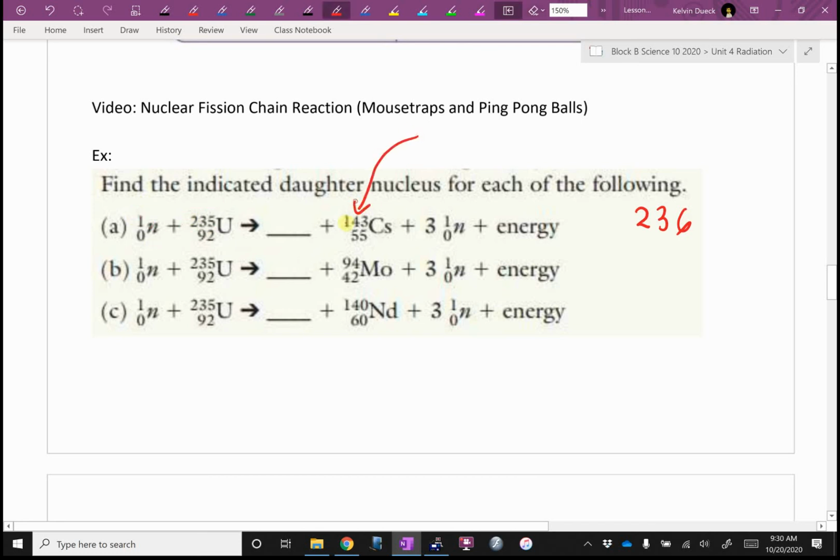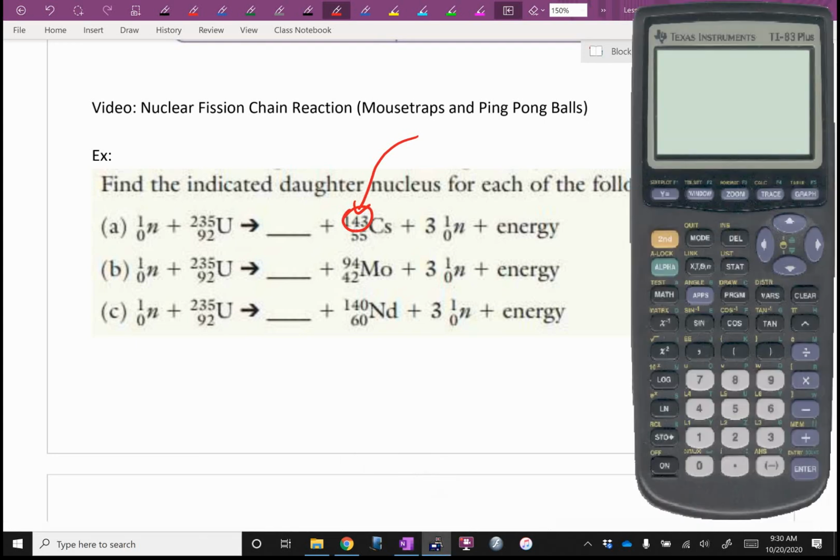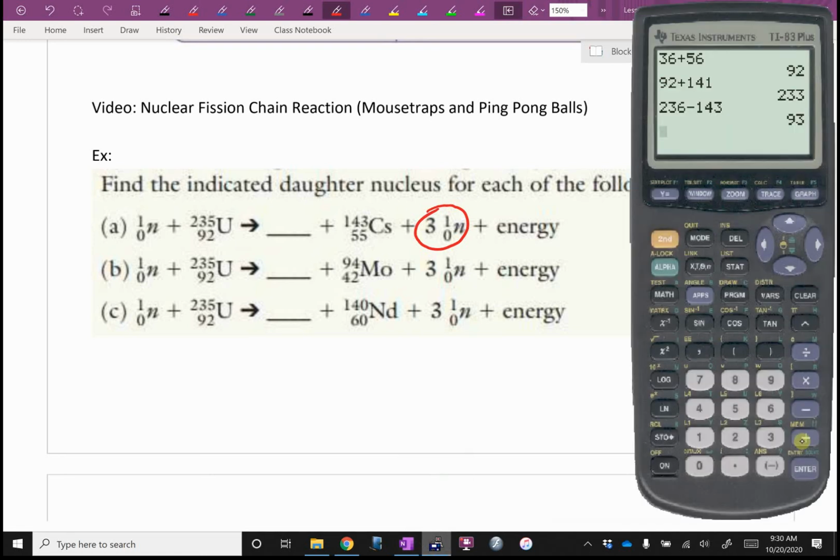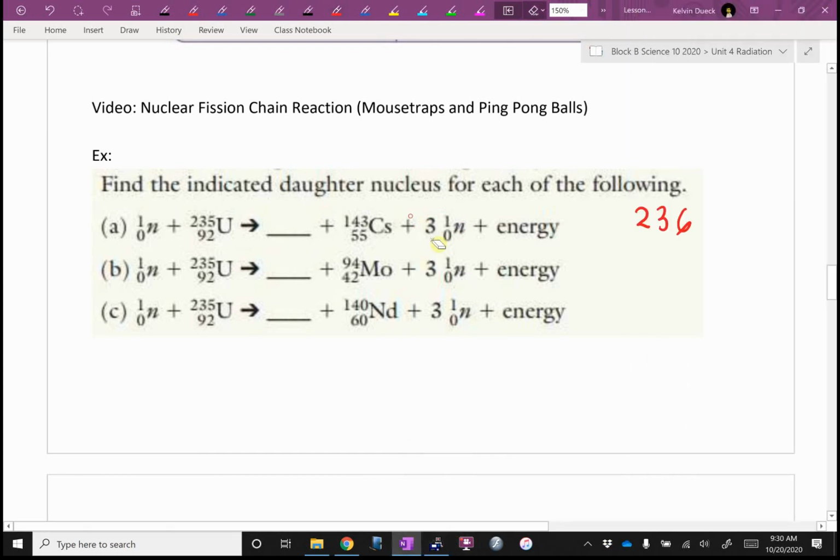How much mass do I have right here? So on your calculator, go 236 minus 143. That leaves us with 93, but we're not done yet. How many neutrons do I have? Jada. So how much mass is that? 3. So I'm going to go on my calculator, 93 minus 3, leaving me with, so I have 90 mass left over. That's what's going to go up top here.